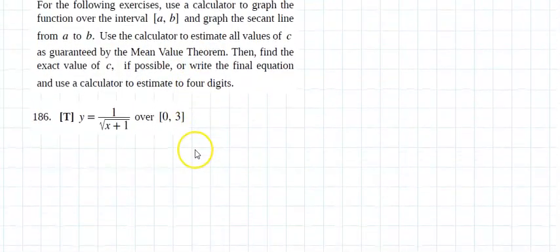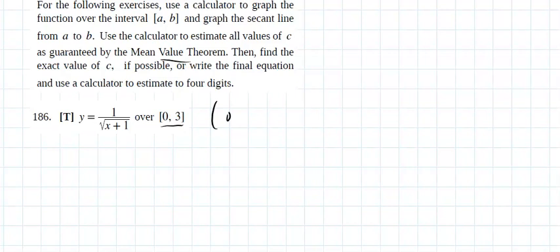How about this problem? Okay, forget all of that front stuff. Use a graphing calculator or a calculator. We're not going to graph that. Use a calculator to estimate. We're not going to estimate, but we are going to apply the mean value theorem. So what's f of 0? I'm looking at the interval 0 to 3. If I put 0 in, I'll get 1 over 1, which is 1. If I put 3 in, 3 plus 1, that's 4. Square root of 4 is 2, that's 1/2.